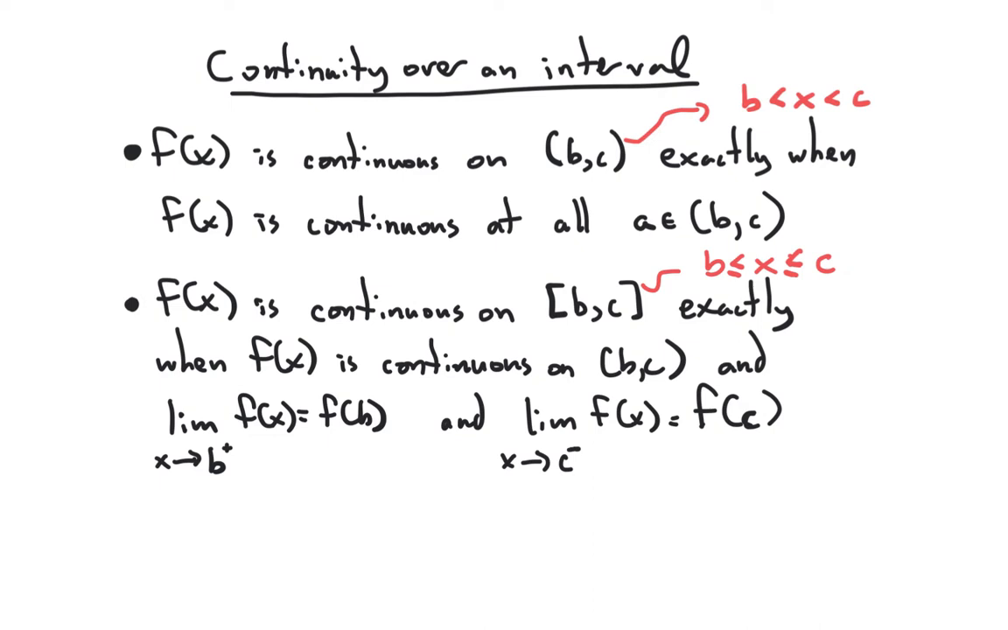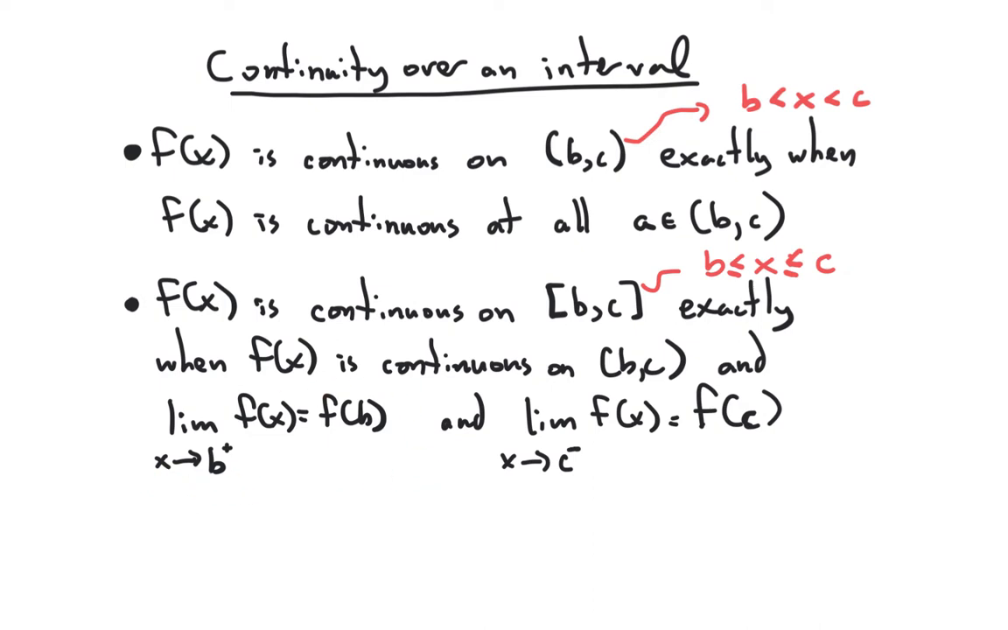So we say that a function is continuous on a closed interval when it's continuous on the open interval contained in the closed interval, so everything but the endpoints, and we just have to tack on what's going on with these endpoints. And there's a little bit different of a thing we have to do here. Because we're in a closed interval, and there's kind of nothing to the left of B and nothing to the right of C inside of our interval, well, we just take the limit from one side.